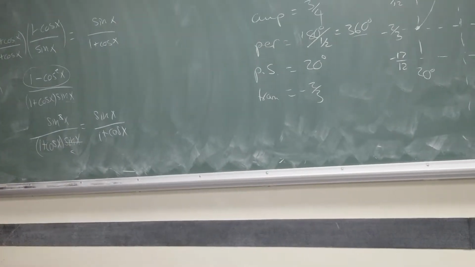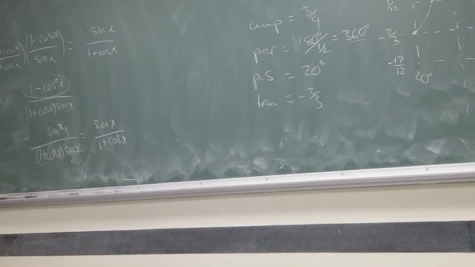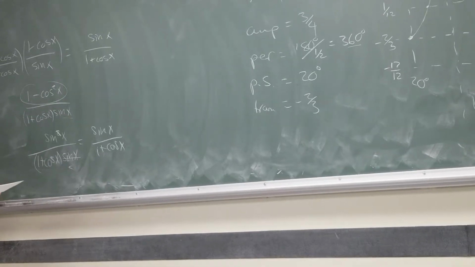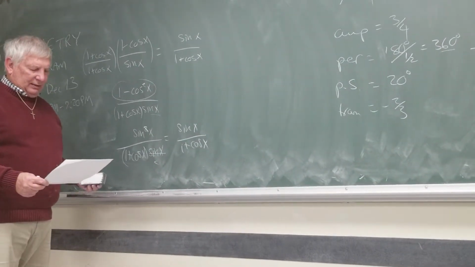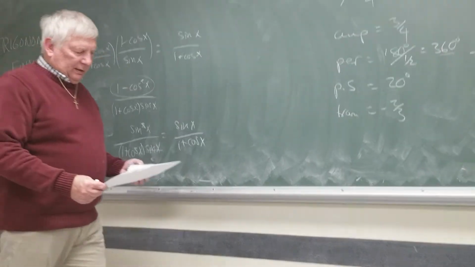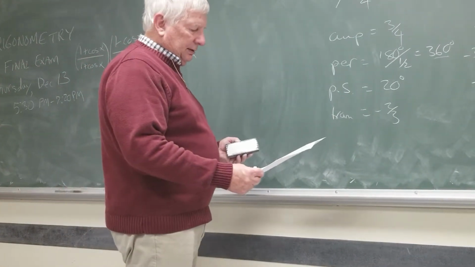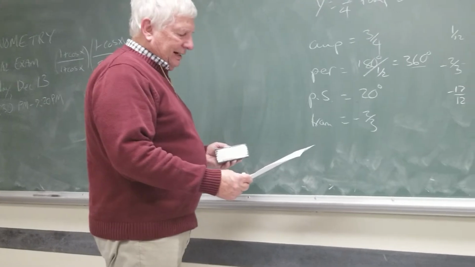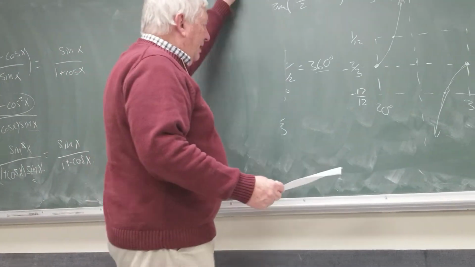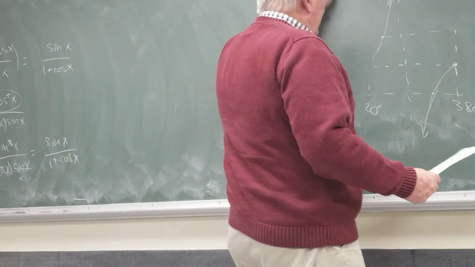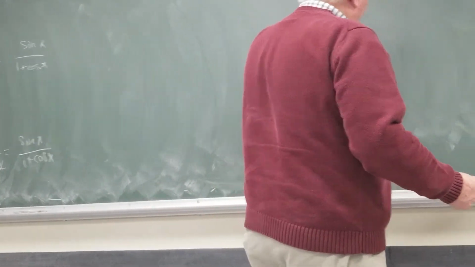Numbers 5 and 6. Given sine of alpha is 7/25, and it's in the first quadrant, and cosine of beta is -3/5, and it's in the second quadrant. Find the exact value of some sum and difference, double angle and half angle formulas.